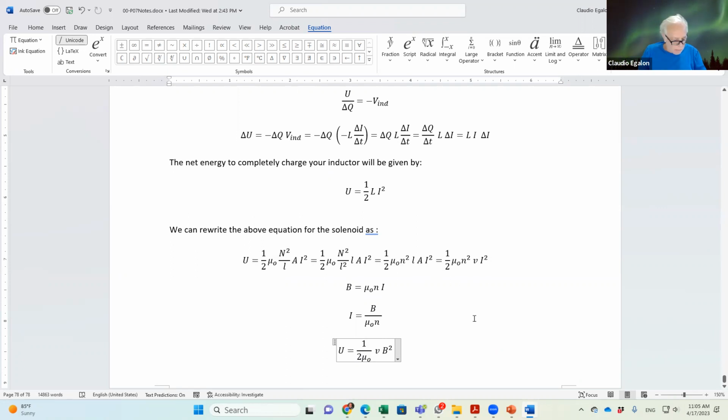I think I'm doing too much. Let's see. Let me go back. I'm skipping some steps here. I'm gonna go back to what we had. Now I can do that. This mu naught goes downstairs because you're gonna have a mu naught squared downstairs. This mu naught disappears. This n becomes n squared, so this n squared disappears as well, and all that's left is the B squared. Oops.